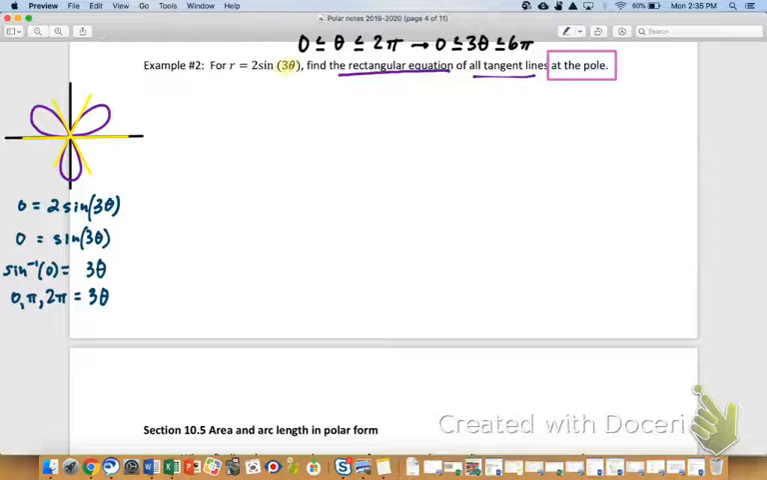Okay, so we don't need this stuff up here right now, so I'll get rid of that. Anyhow, now we need to actually solve this. And so I would divide everything through by 3. I'd get 0, pi over 3, and 2 pi over 3 equals theta.